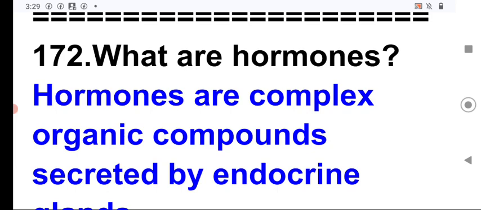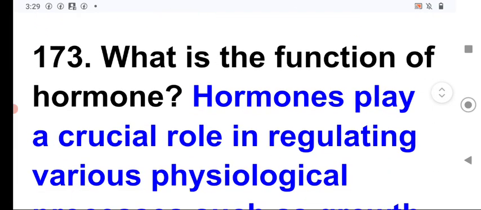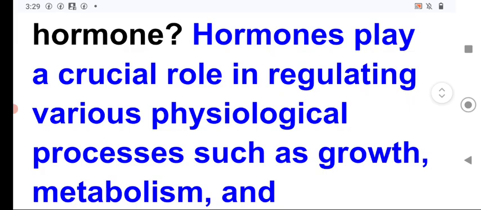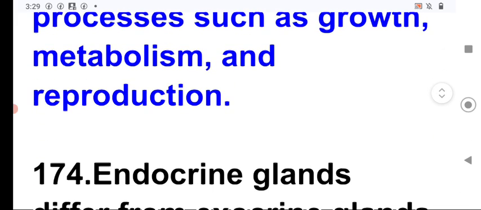What are hormones? Hormones are complex organic compounds secreted by endocrine glands. Next, what is the function of the hormone? Hormones play a crucial role in regulating various physiological processes such as growth, metabolism, and reproduction.